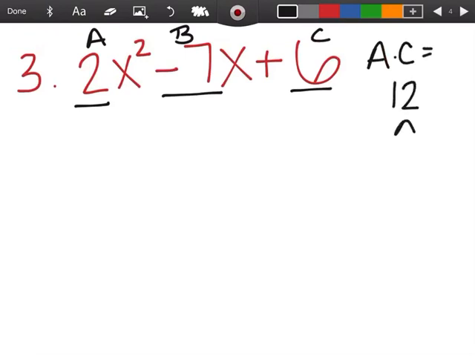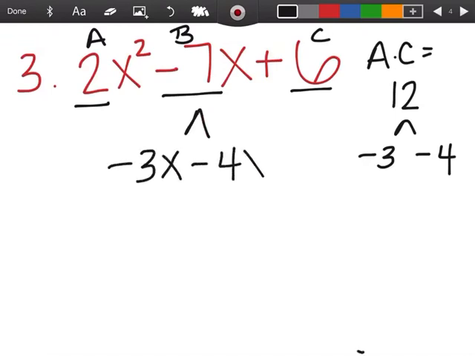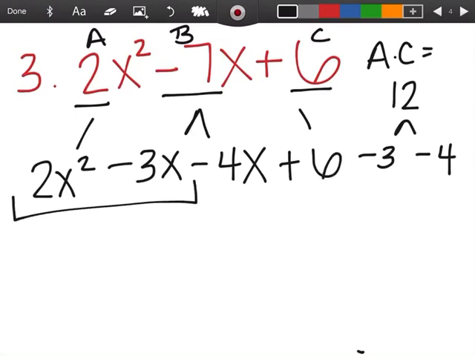But I need two numbers that multiply to be 12 and add up to be negative 7. And the two numbers that multiply to be 12 and add up to be negative 7 are a negative 3 and a negative 4. That's how I have to split up this middle term to be negative 3x minus 4x. And so I bring down the rest of the problem, 2x squared minus 3x minus 4x plus 6. So they have to be negative so that they add up to be a negative 7 in the middle.